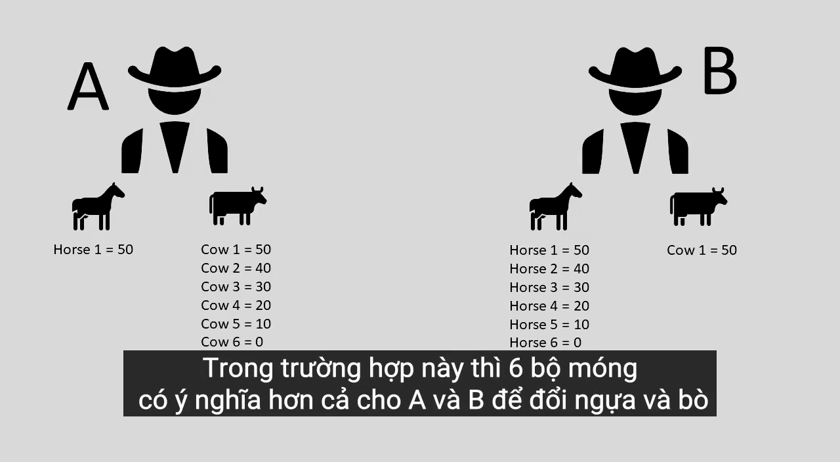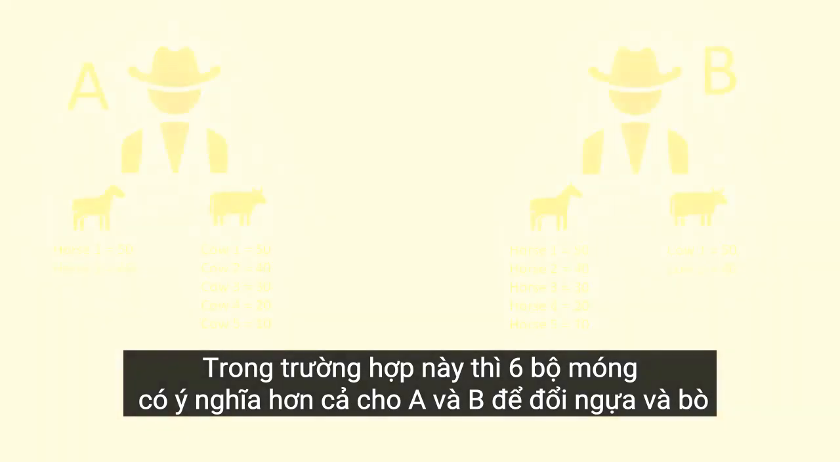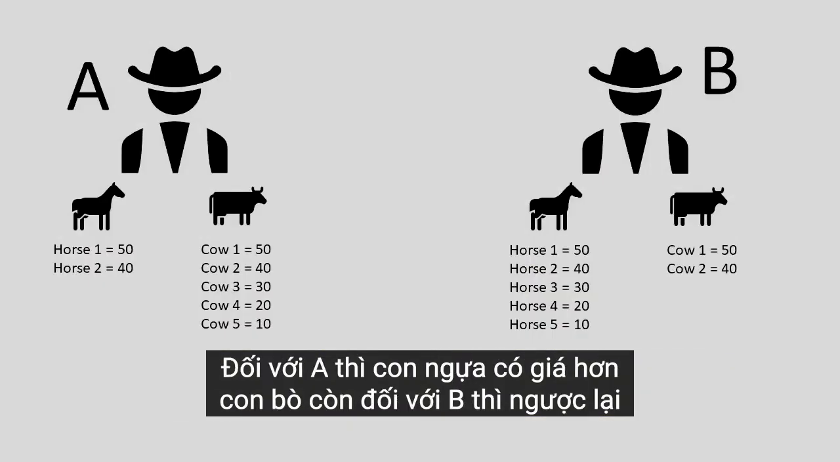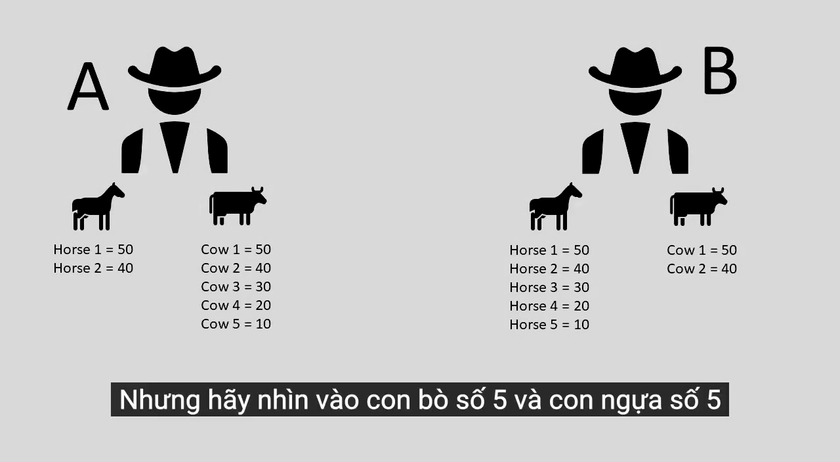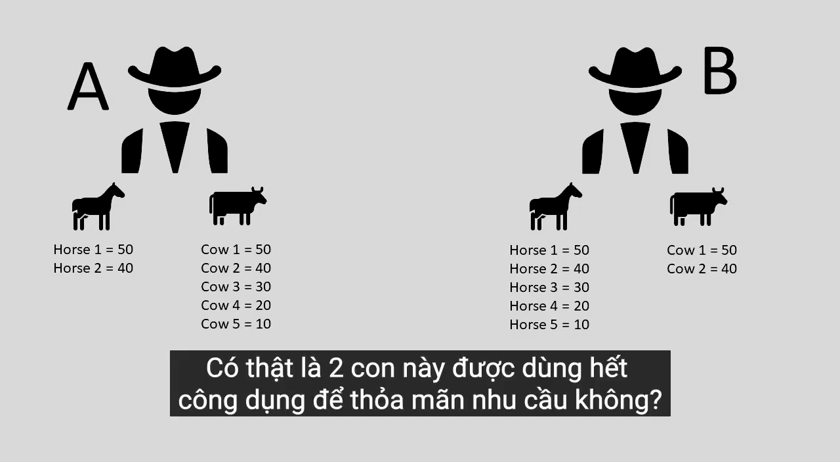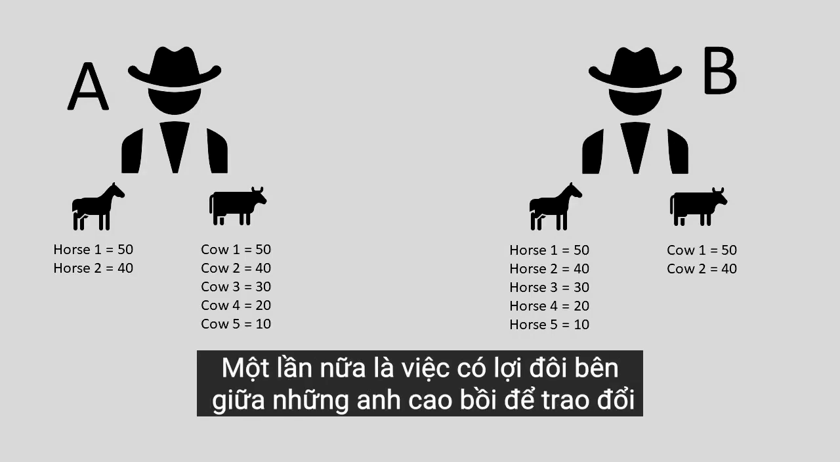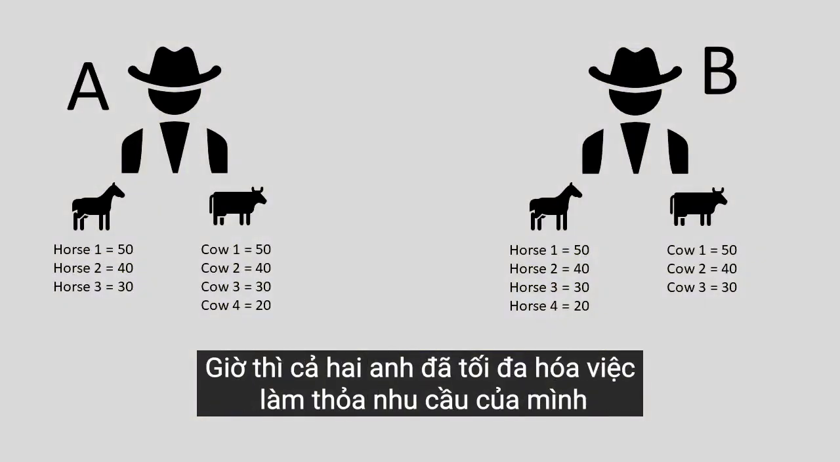Thus, it makes sense for A and B to exchange the cow and the horse. The horse is worth more than the cow to A, and the cow is worth more than the horse to B. So now, after the exchange, more needs are being satisfied on both sides. But now look at cow 5 and horse 5. Are these two animals being employed to the maximum satisfaction of needs? Again, it is mutually beneficial for the cowboys to exchange. Now both of our cowboys have maximized the satisfaction of their needs.